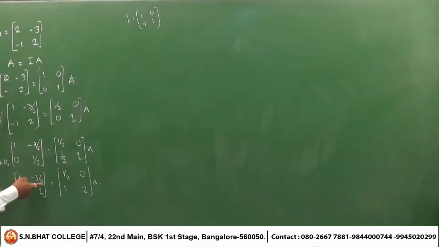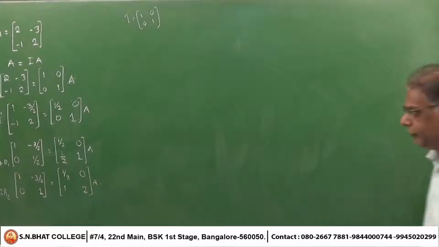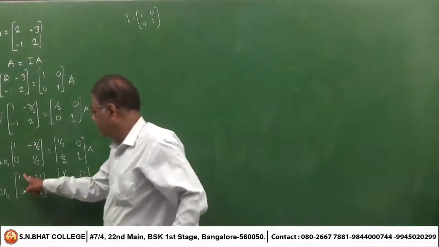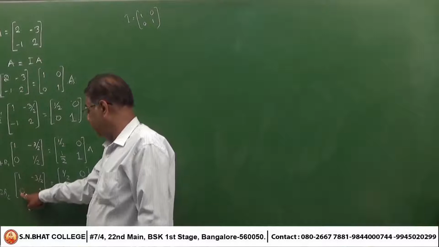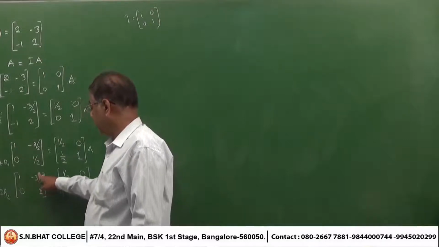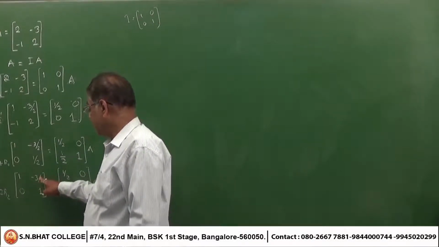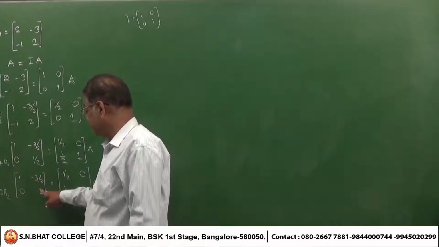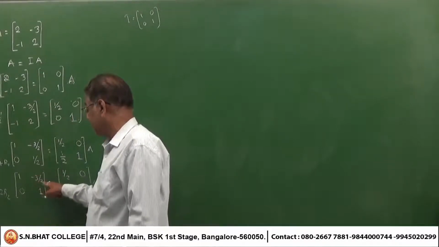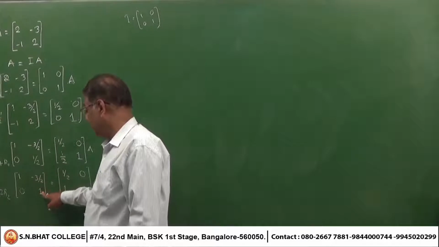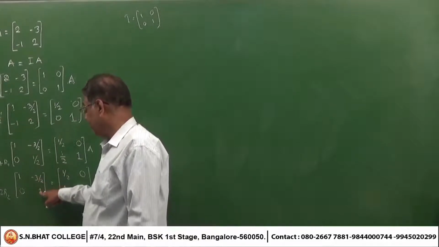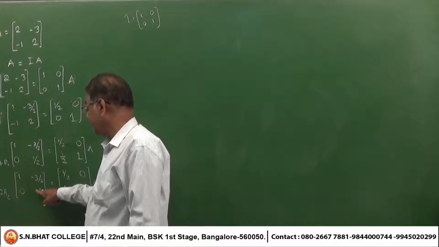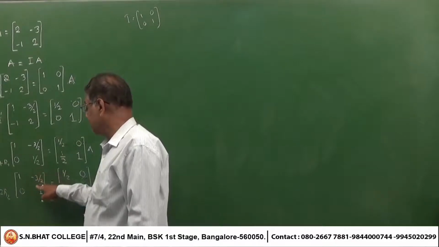Next you have to make this element to be 0. See, left hand side we made 1, we made 0, we made 1. We have to make this to be 0. Here minus 3 by 2 is there. To make this 0, I have to make the R2 element 3 by 2, so that after adding R1 and R2 this element becomes 0. Multiply R2 by 3 by 2. 1 into 3 by 2 becomes 3 by 2.